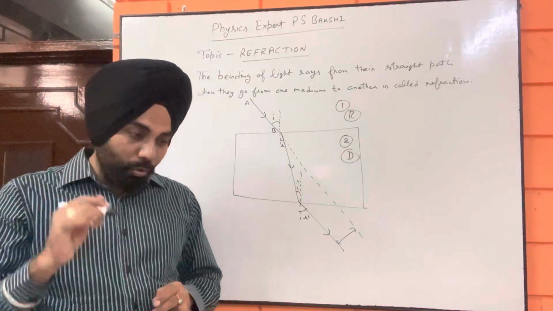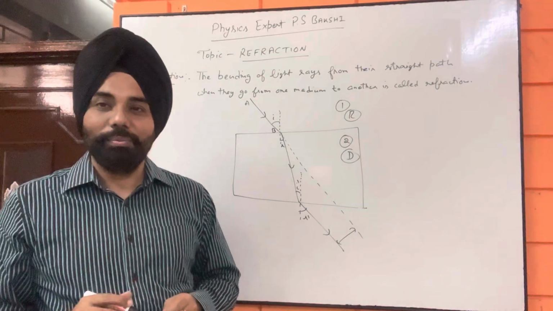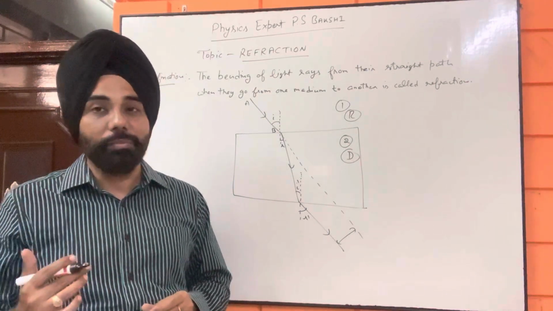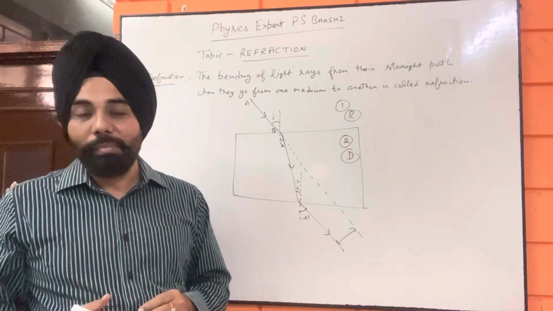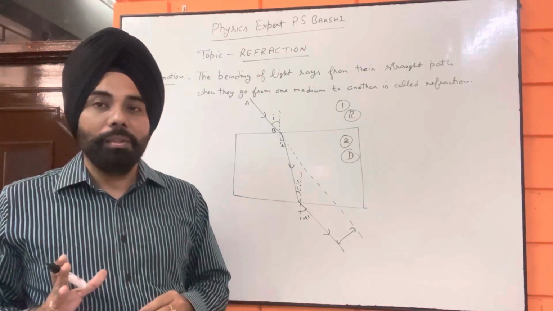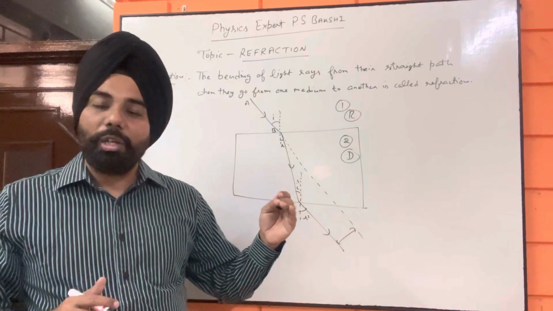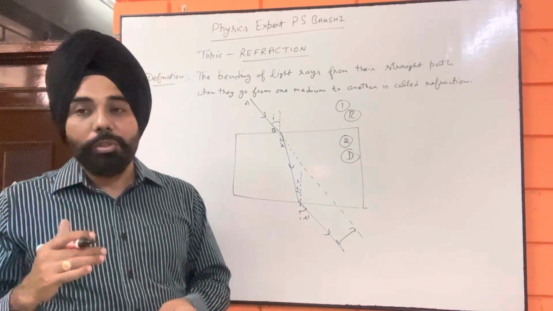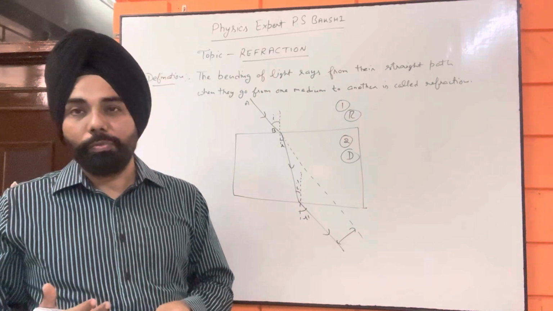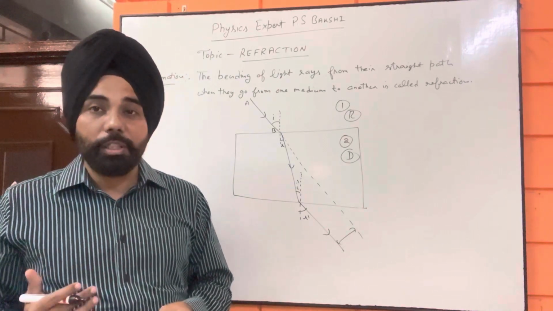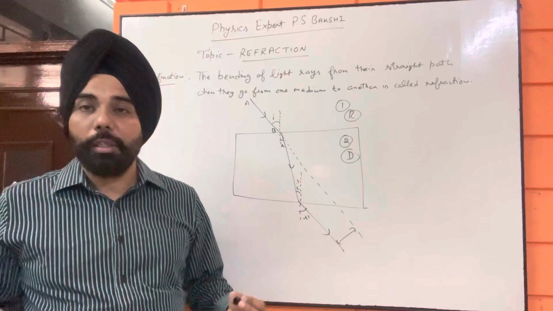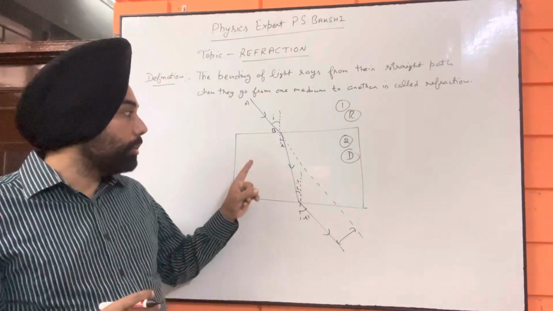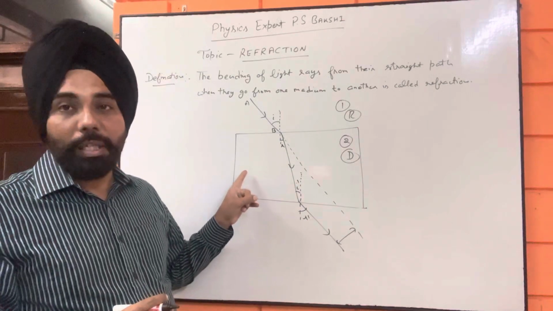Now, what are the reasons for that? Why does light bend when it goes from one medium to another medium? The first point is the speed of light. Whenever a ray of light goes from rarer to denser, it is always going to decrease its speed because of the higher density, a higher number of molecules, atoms and particles, that make that medium denser.